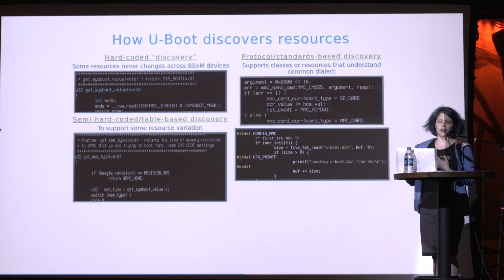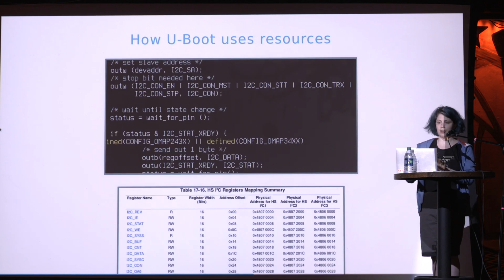Then there's semi-hard-coded discovery, where U-Boot, as it's running, will know some value of a register, perhaps, and use that to look up in a table how to use this hardware. And then it will also need some protocol-based discovery. It will know how to send and receive, or really work with MMC, that protocol, in order to read the SD card. And in this case, it knows how to read a FAT file system in order to find this next stage. So these are the different discovery modes.